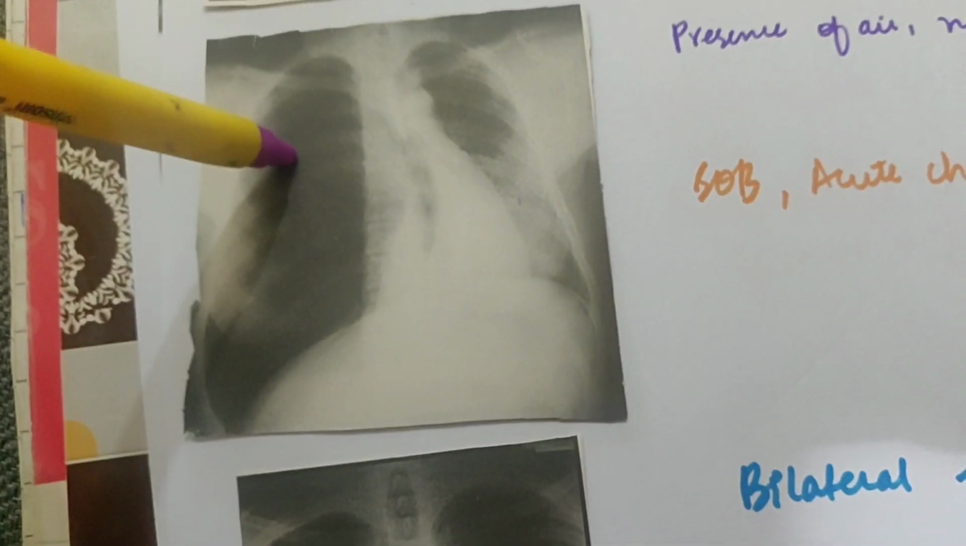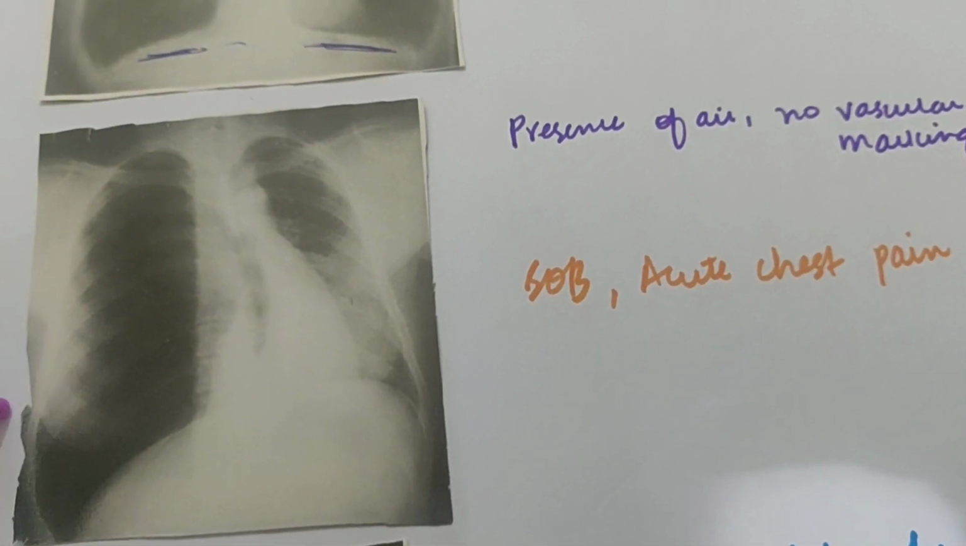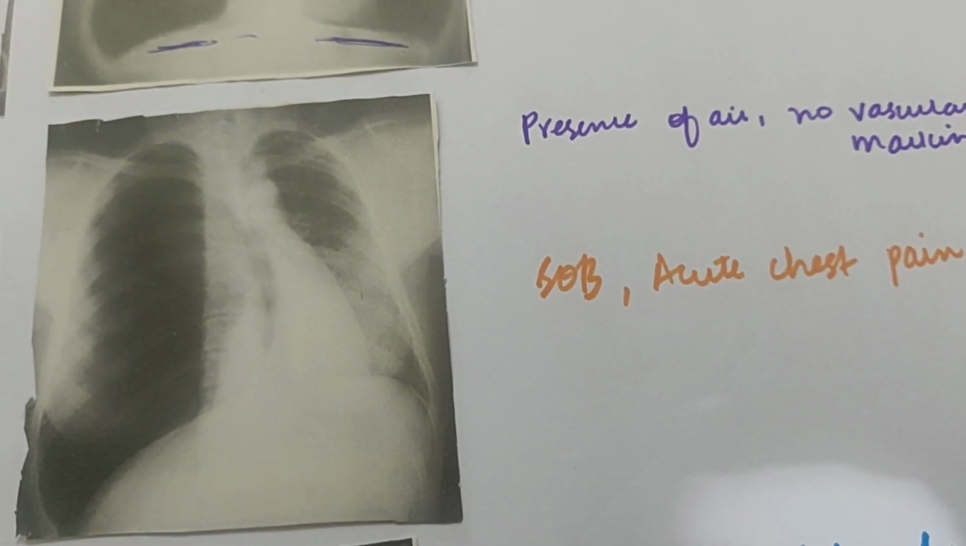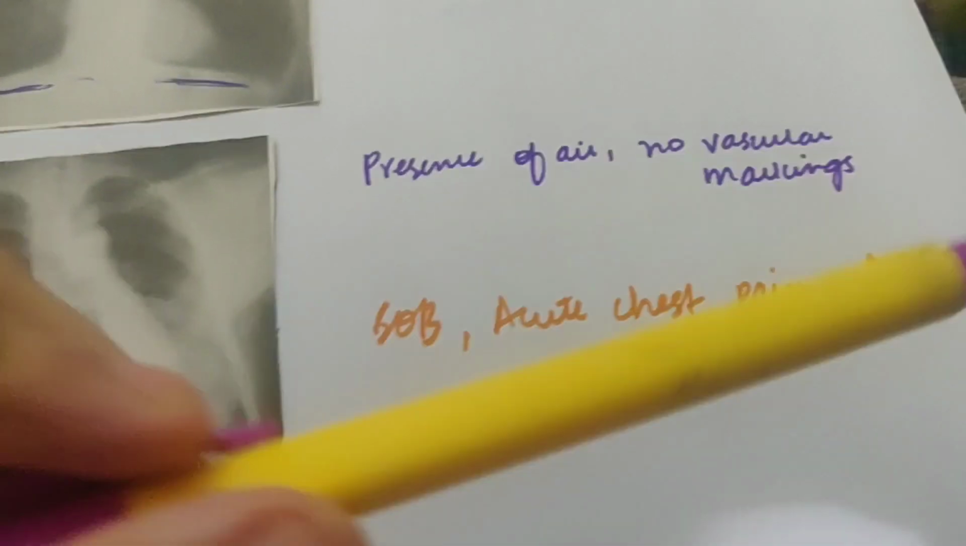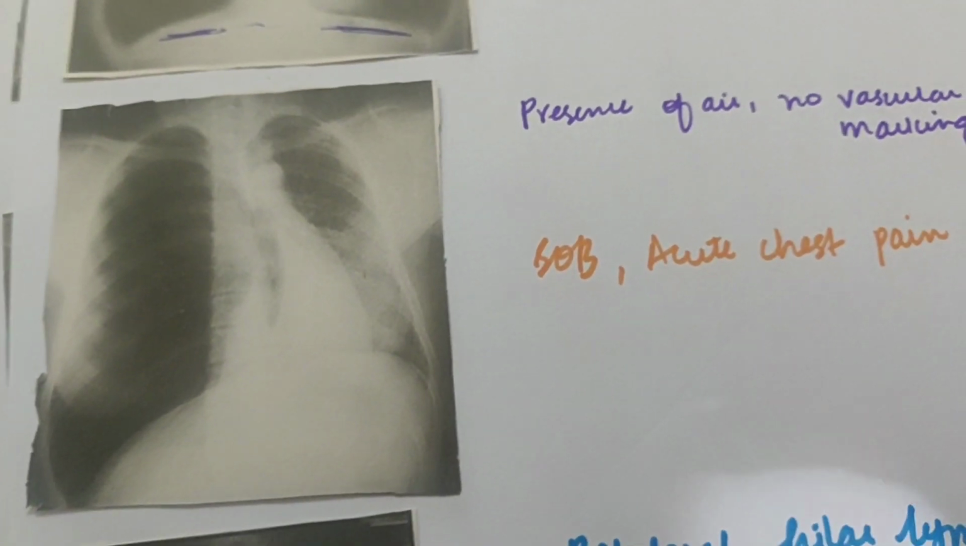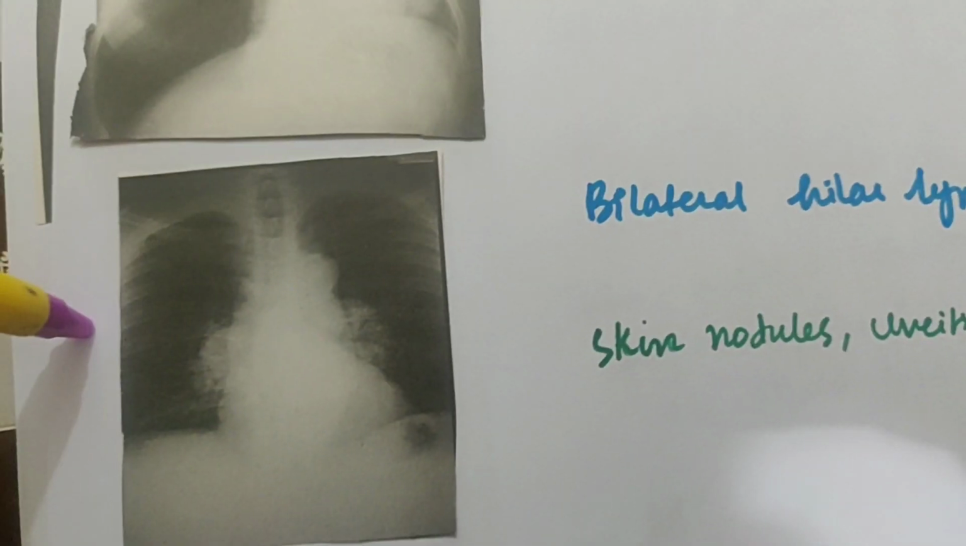Now, what is this? Everything is black. So there is presence of air and there are no vascular markings, right? You can't see any vascular markings. And the patient had shortness of breath, acute chest pain, increased heart rate. What is this? Very simple. Pneumothorax, right? Very good.